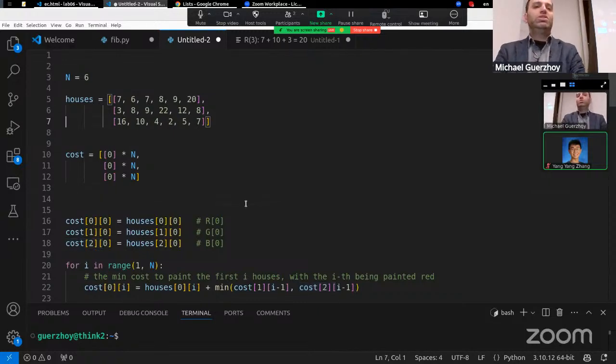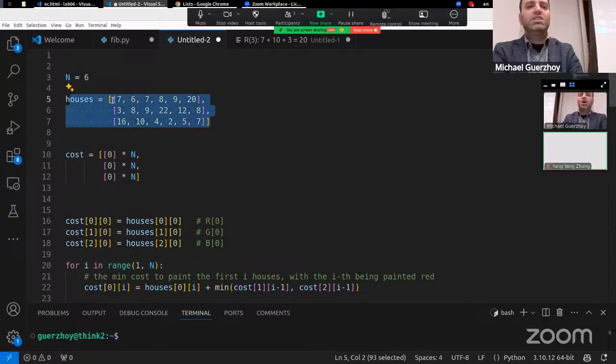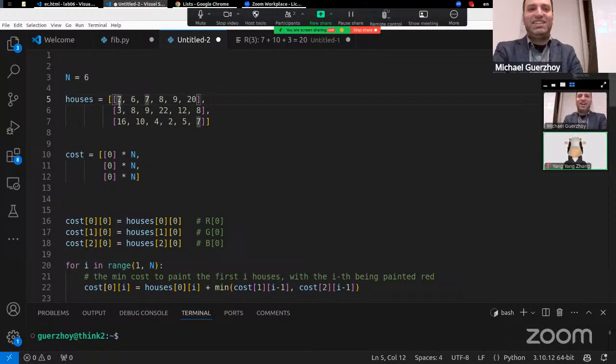So what are we doing here? This is just the array that has the costs for painting. The cost for painting in red, blue, and green.